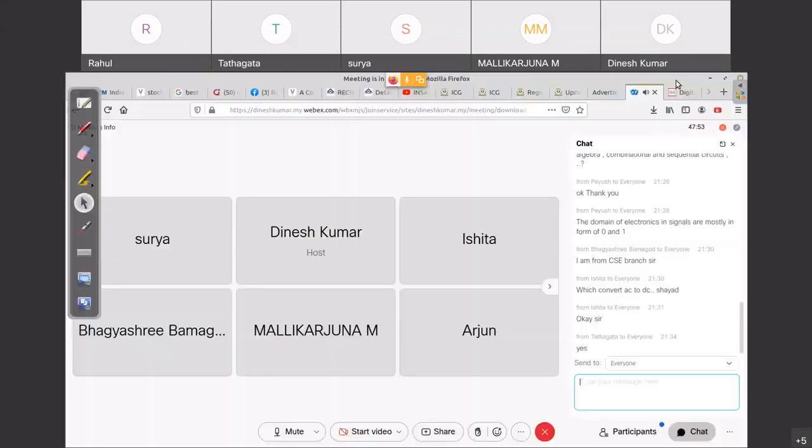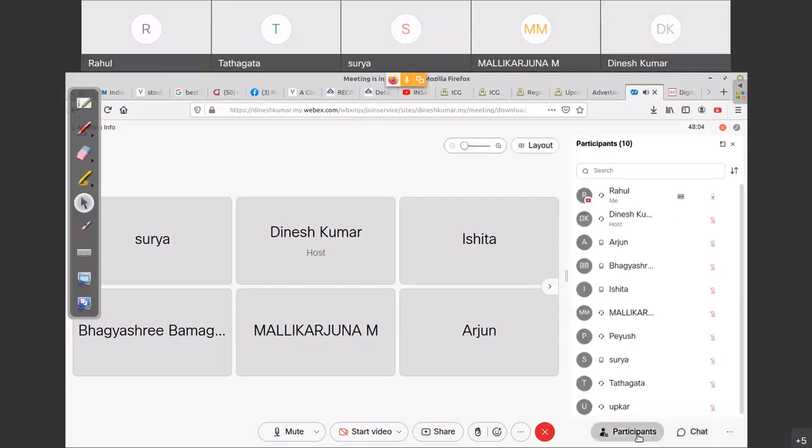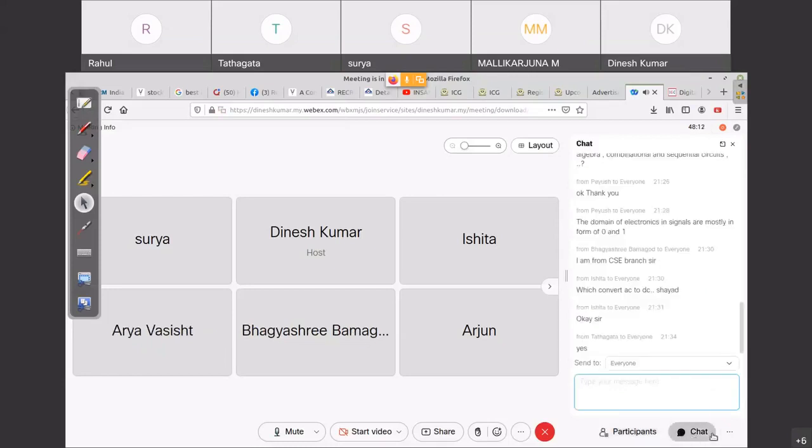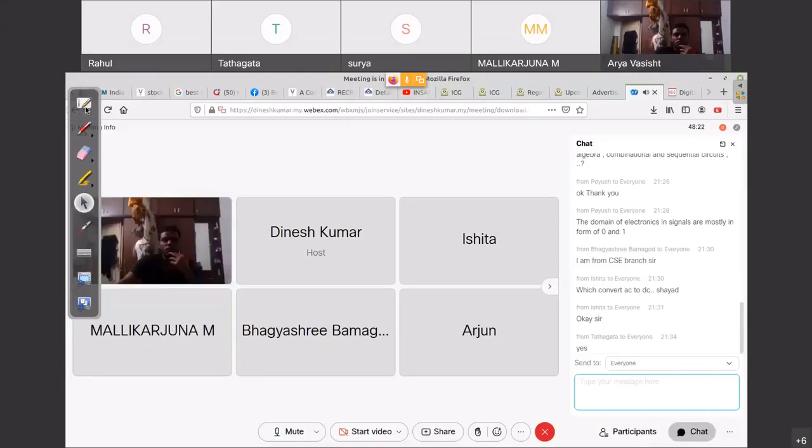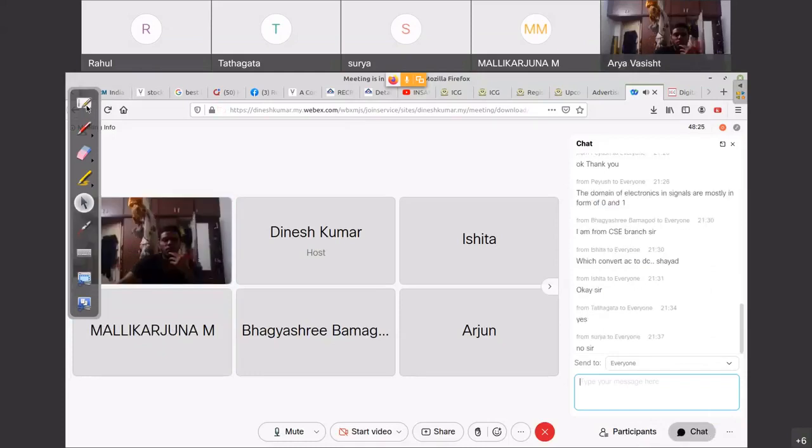So up till this point, any doubts? Anyone? Any difficulty in understanding? Let me know. See, the class should be interactive. If it is your online class, it shouldn't be not interactive. So anything you want to ask? Okay, fine. Arya Vashisht, your camera is switched on, so you can just switch it off.